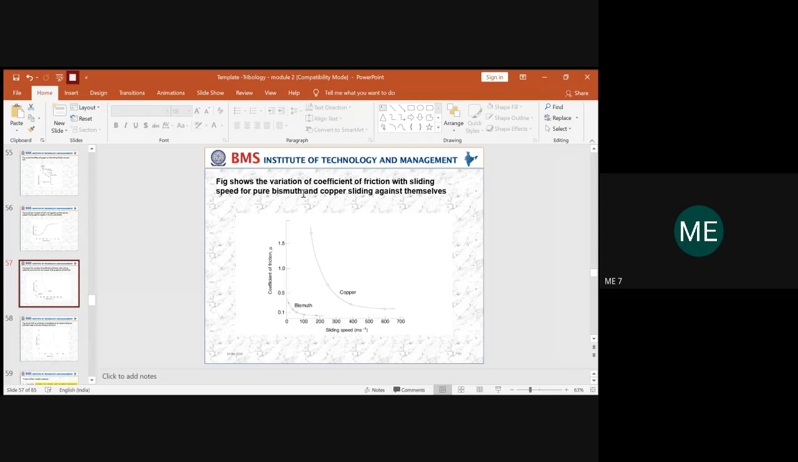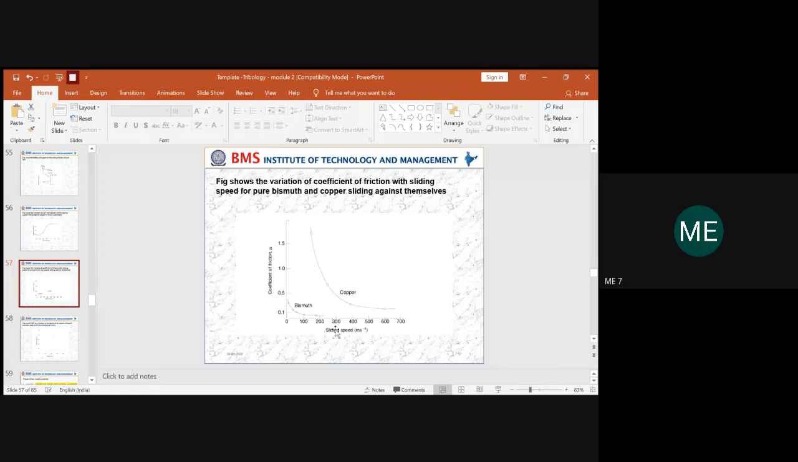And next diagram here, you can show the variation of COF which comes into picture when a pure bismuth material is sliding against the copper surface. So one of the materials is bismuth and the other one is copper. Both the bismuth and copper are now sliding against each other. Bismuth will have its own set of properties and copper will have its own set of physical and other properties. How the variation in coefficient of friction takes place is being shown over here.